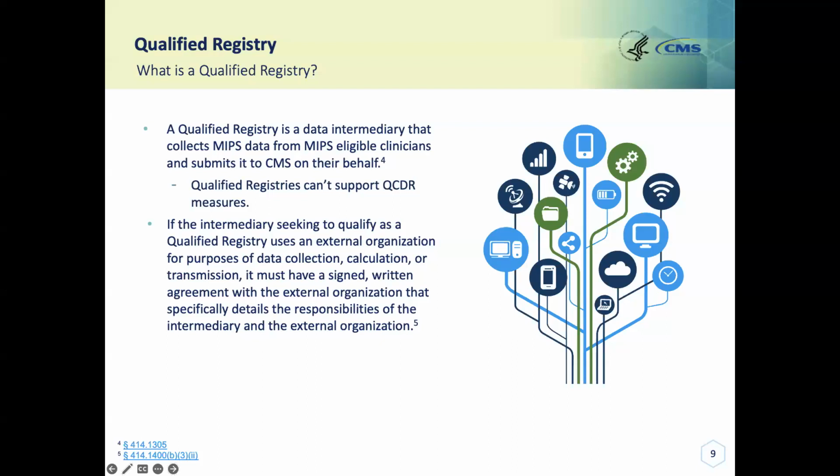And also, if for some reason as a qualified registry, you do partner with another organization to meet the full requirements of a QCDR or just to satisfy all of the necessary needs throughout the year of a qualified registry, such as data collection, calculation, transmission, that signed written agreement policy I mentioned with the QCDRs is still in place here as well. So as a qualified registry, if you are participating with another organization, you are required to have a signed written agreement by September 1st of the year preceding the performance period, and that is noted within the self-nomination. So we'll cover that once we get to the demonstration a little bit further. Moving on to the next slide.